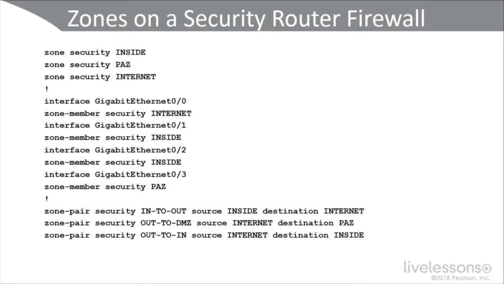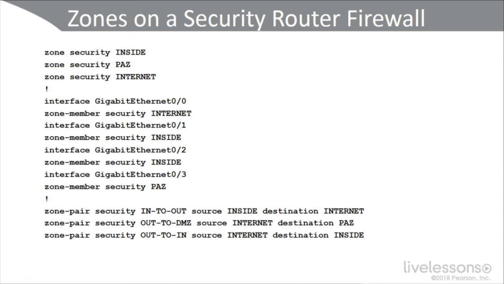Then we're going to take interfaces, gigabit 0/1, 0/2, and so on, and we're going to assign these to the zones, okay? We'll make them a member of a zone. So 0/0 is in the internet zone. We're going to put 0/1 and 0/2 in the inside zone, and we're going to put 0/3 in the public access zone in this 3-arm firewall.